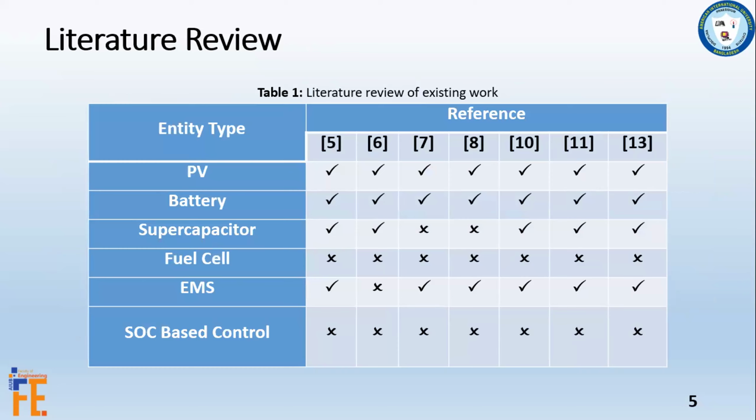Here is a literature review I have made in a table. If you see reference number 5, 6, 7, 8, 10, 11, and 13, all of them use the PV and battery. But some of them, like reference number 7 and reference number 8, don't use the supercapacitor. And none of the references use the fuel cell as their backup. And none of them have the SOC-based charging control system.